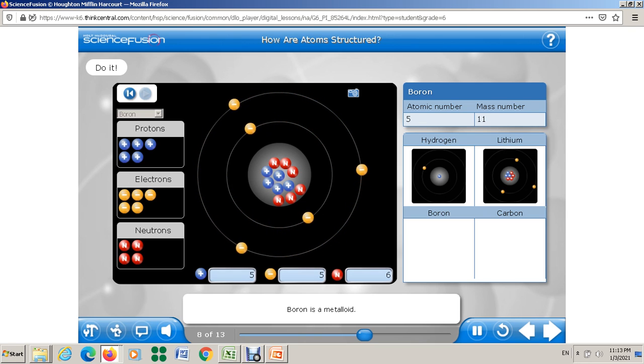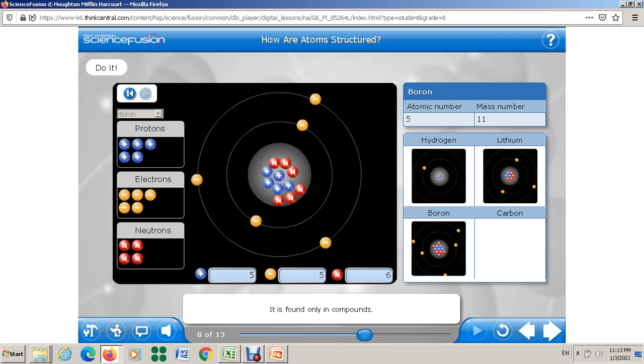Boron is a metalloid. It has properties of both metals and nonmetals. Boron, in its elemental form, is not found naturally. It is found only in compounds. Okay, I'll take a capture of this one. Let's continue. I'll do another atom.